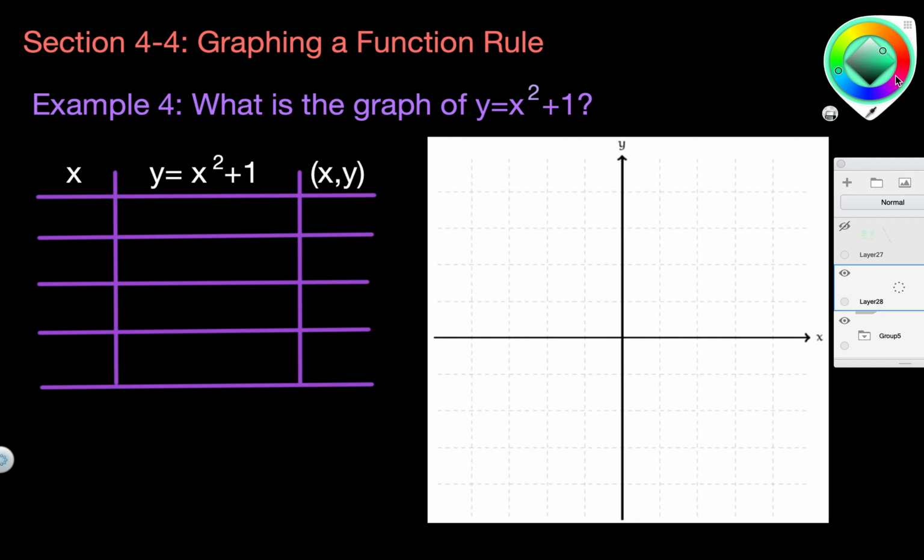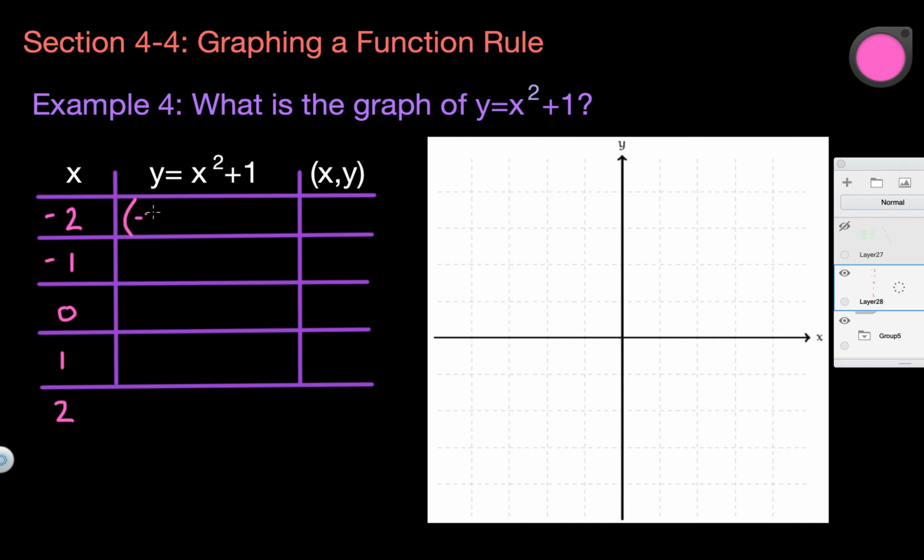Let's change this color. I'm thinking pink. Okay, so now we have the graph of y equals x squared plus 1. So same thing here. I'm going to try a decent amount of points. Let's try negative 2, negative 1, 0, 1, and 2. Okay, so if I substitute negative 2 in for x, I get negative 2 squared plus 1. Now, negative 2 squared is 4 plus 1 gives me 5. Negative 2, 5.